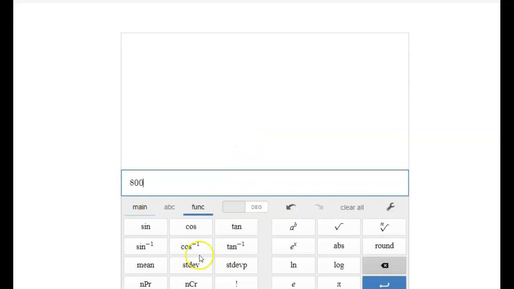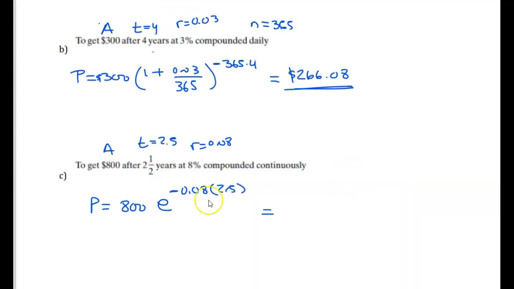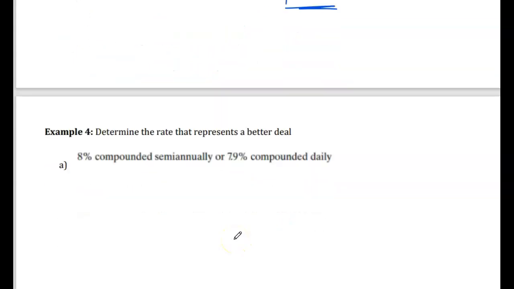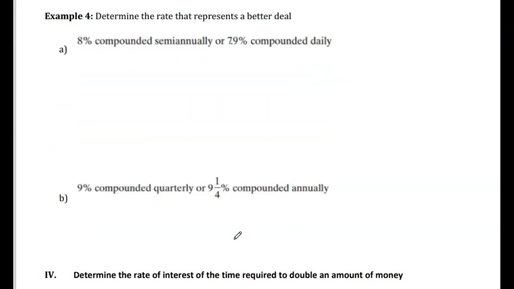800 e to the power, parentheses, negative 0.08 times 2.5 years. 654.98. So that's the amount you need to invest to get the $800 after 2.5 years. Alright, so let's look at the next example.